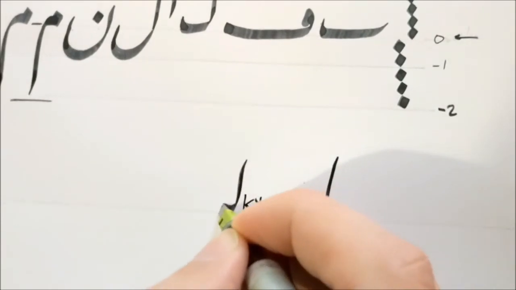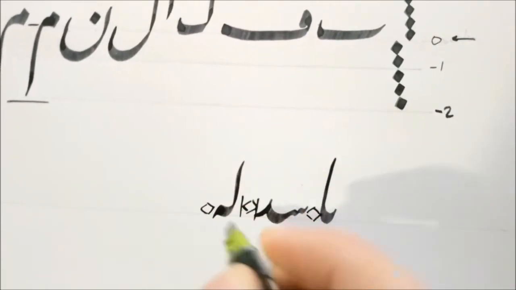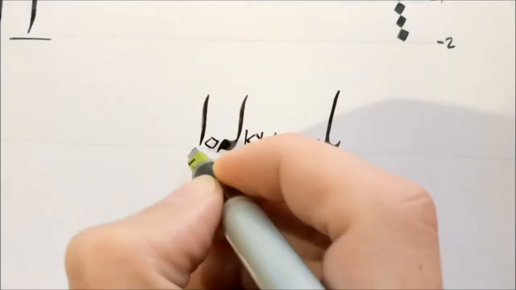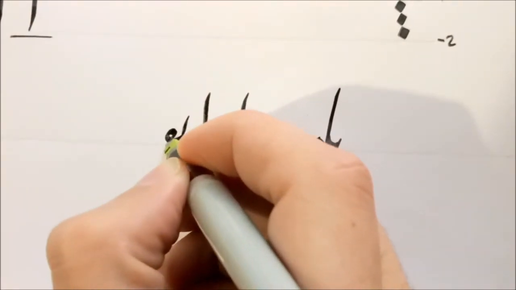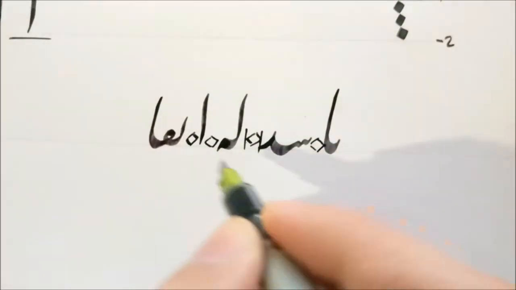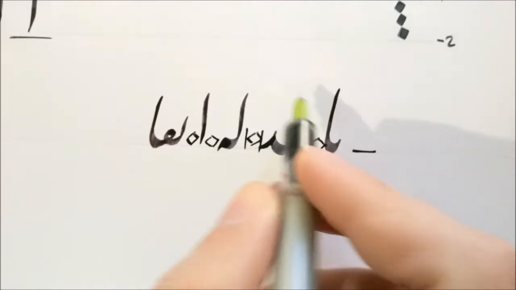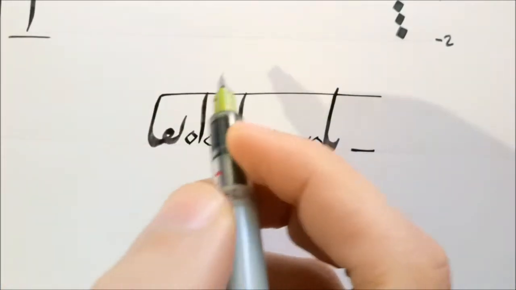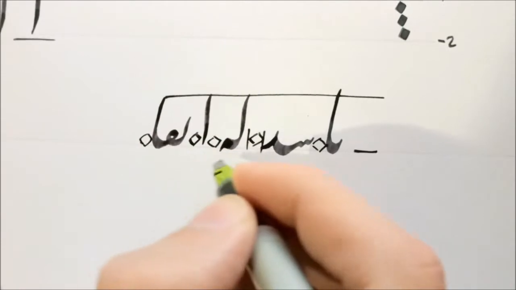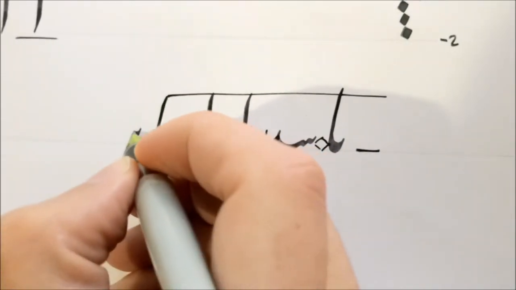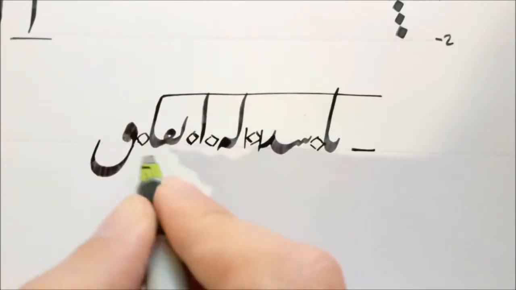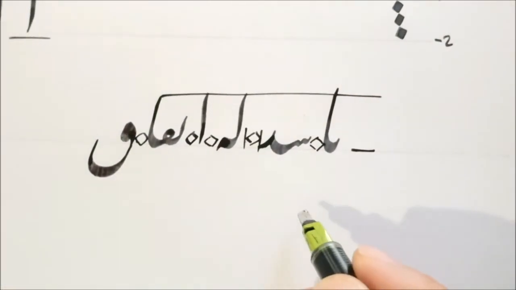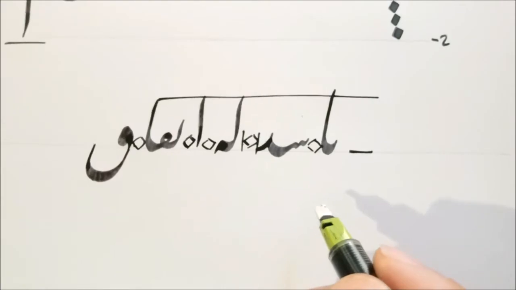Let's add a lam. Leave 1 point. Let's add an alif. So this explains the horizontal space between words and letters. Let's add an alif again, this is our chair, and the maximum height would be the alif height. So in general, we add 1 point to show the start of a new word or a new letter.